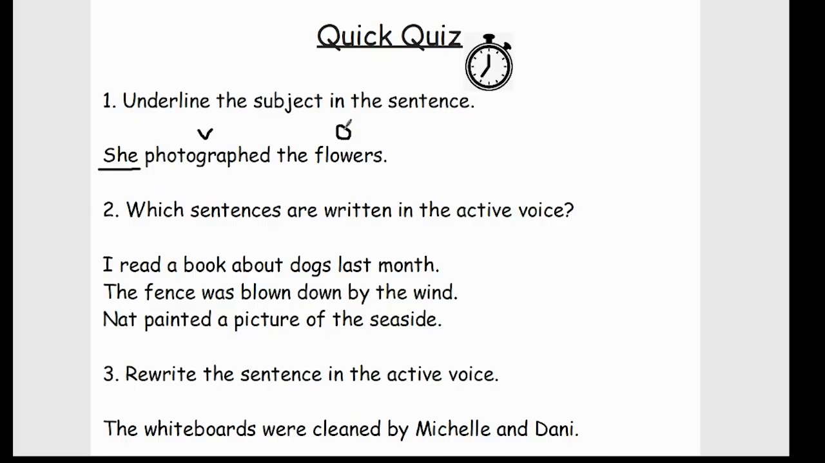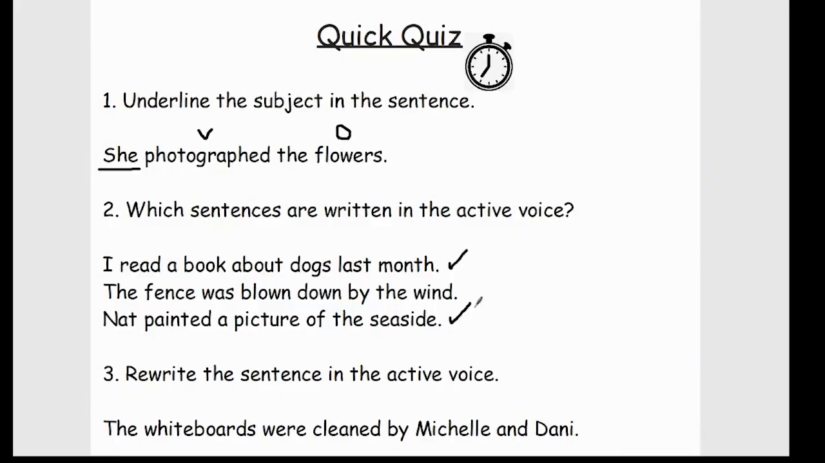Which sentences are written in the active voice? "I read a book about dogs last month." I'm going to give that one a tick. "The fence was blown down by the wind." Well, I know that is passive, so I can't tick that one. And "Nat painted a picture of the seaside." I can tick that one because it is in the active voice.